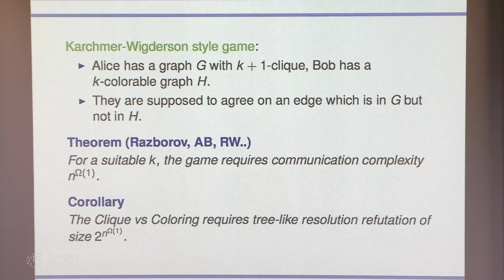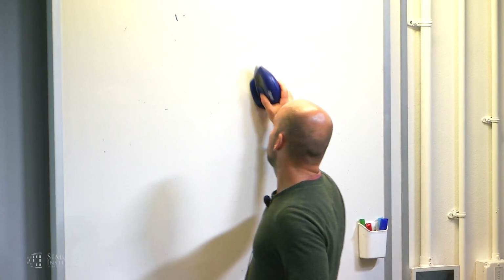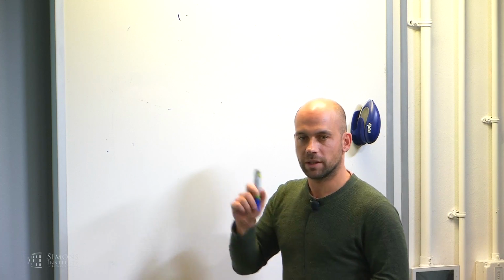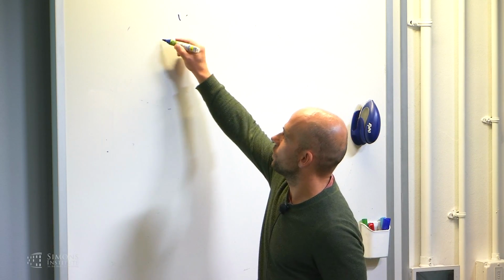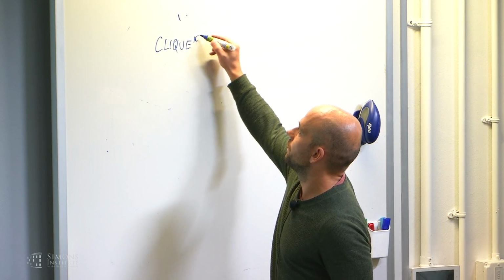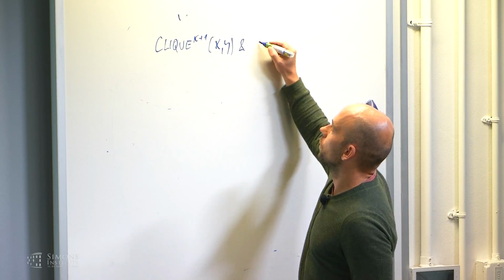Well, this is a little bit cheating, because if you remember the clique versus coloring, I don't really know how to partition the variables in an intelligent way so that you can directly apply this argument. But there is a little trick, and the trick will be useful later. So here we have the CNF, which is the clique coloring.